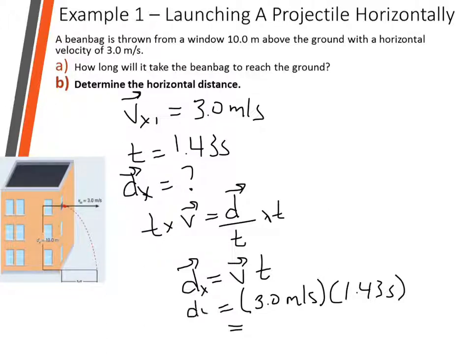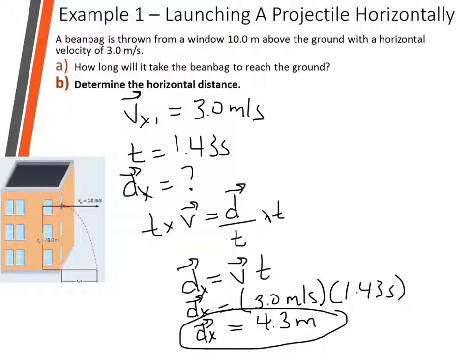So we're going to use that 1.43 seconds just so that we don't have rounding errors. I'm just going to go back and put x's there beside my... So my dx rounded to 2 significant digits is 4.3 meters. So that's the range. So that you can see it in the picture there. There's your range, your dx. So that's what we've just found.